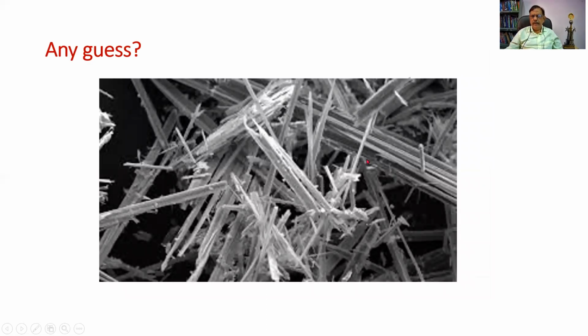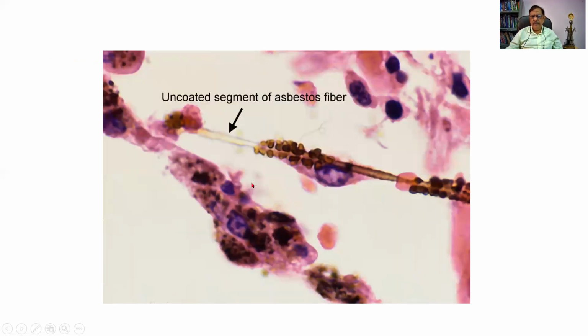I hope you people are able to recollect this. Long fibers, and this is an electron microscopic picture. I'm sure you will be able to recollect it. These are the asbestos fibers. And look at this one. This is an asbestos fiber, and it is covered by iron hemosiderin pigmentation. If this alone is there, I will call it a ferruginous body. If the asbestos fiber is there, it is called asbestos body.